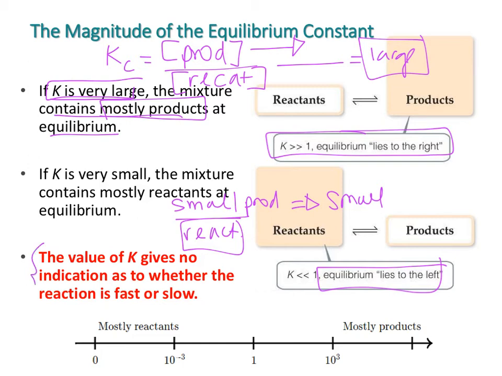Now, again, the value of K has nothing to do with whether the reaction is fast or slow. The only thing that ties the rates to the equilibrium is the fact that the rate forward is equal to the rate backward. But it's not telling you, okay, is this reaction happening fast? That's not what the equilibrium constant is telling you.